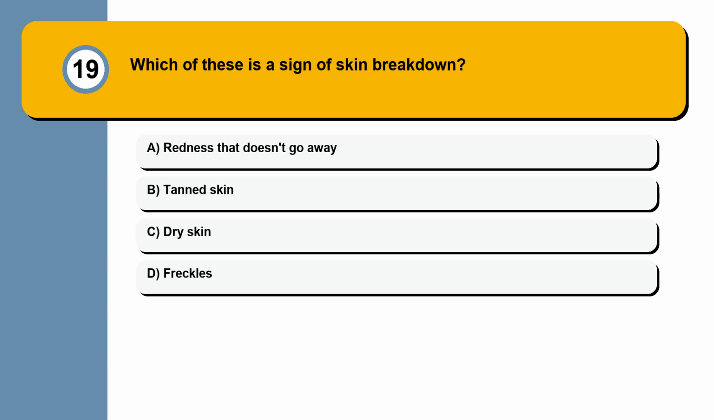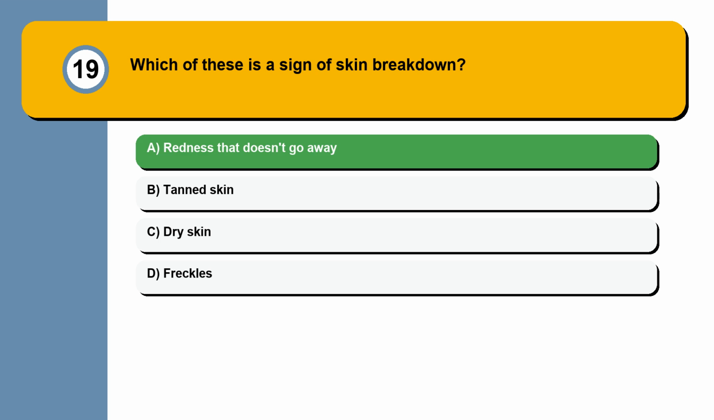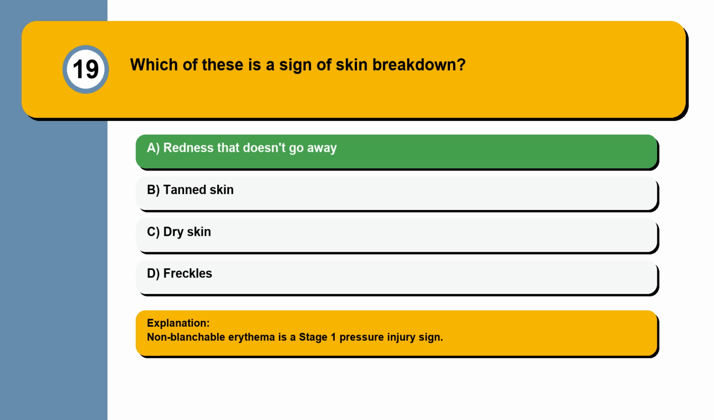Question 19. Which of these is a sign of skin breakdown? Redness that doesn't go away. Tan skin. Dry skin. Freckles. Non-blanchable erythema is a stage 1 pressure injury sign.